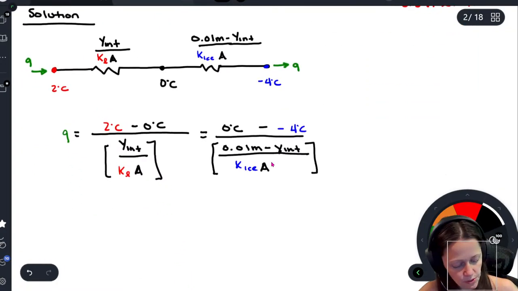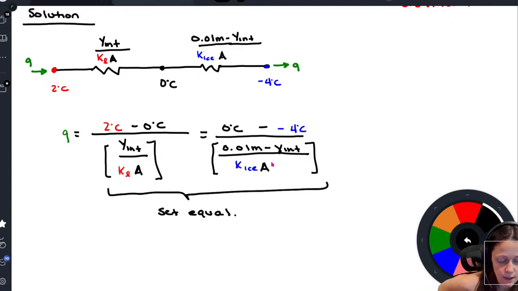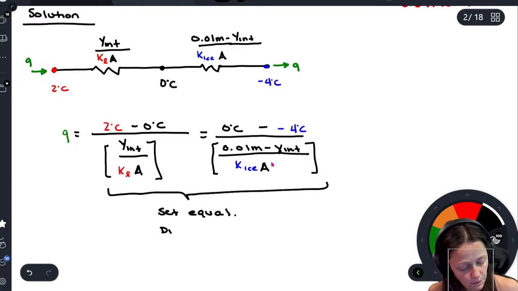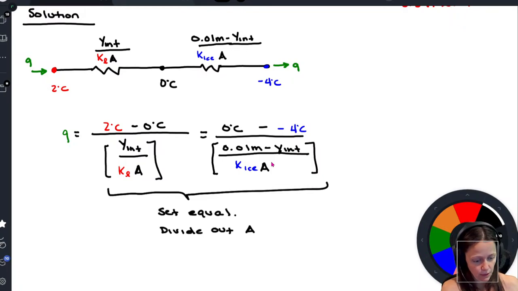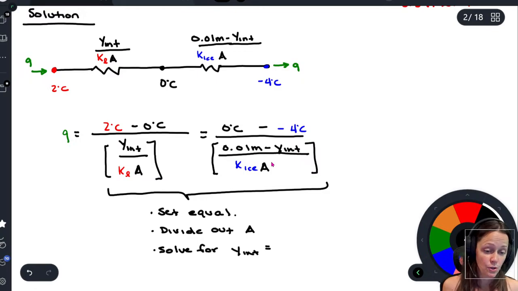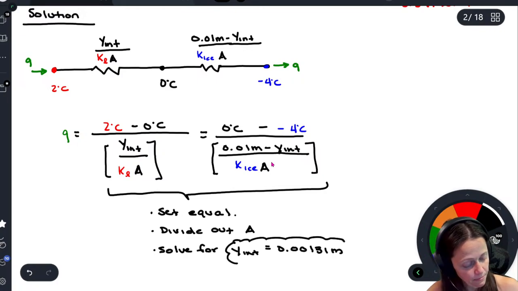And so I'm just going to set these two equal to one another. If you look at what I know and what I don't know, I know those k values. I looked those up. I'm trying to solve for the y interface. I don't know the area, but it doesn't really matter because I'll divide on both sides and that gets rid of the area. So step one, step two, step three. Solve for that y interface. We have one equation and one unknown, so easy peasy. It's a little annoying bit of algebra, but it's 0.00131 meters, and that's our answer. Perfect.